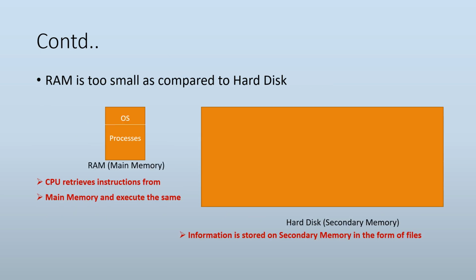So this RAM is very small as compared to hard disk. Some portion is given to OS, which is loaded into the RAM when you boot your system, and some portion of this RAM is exclusively left for the processes. We execute these processes which are present in this main memory and we get the results. So the CPU retrieves instructions from main memory and executes them. And in the hard disk, information is stored on secondary memory in the form of files.